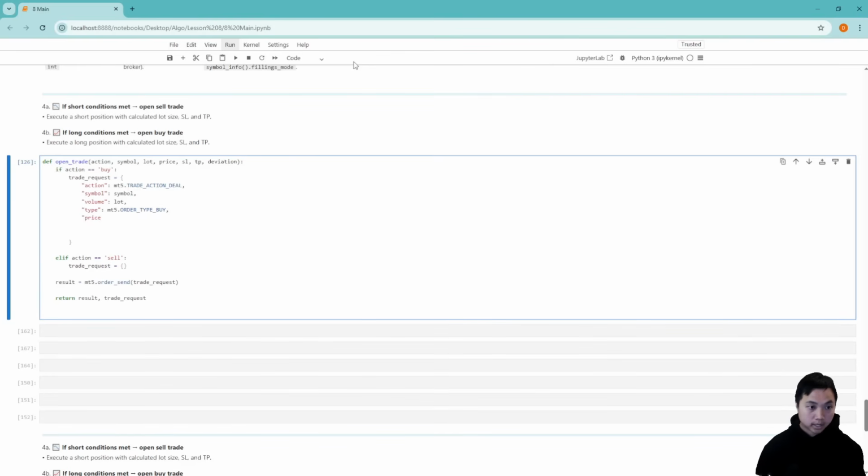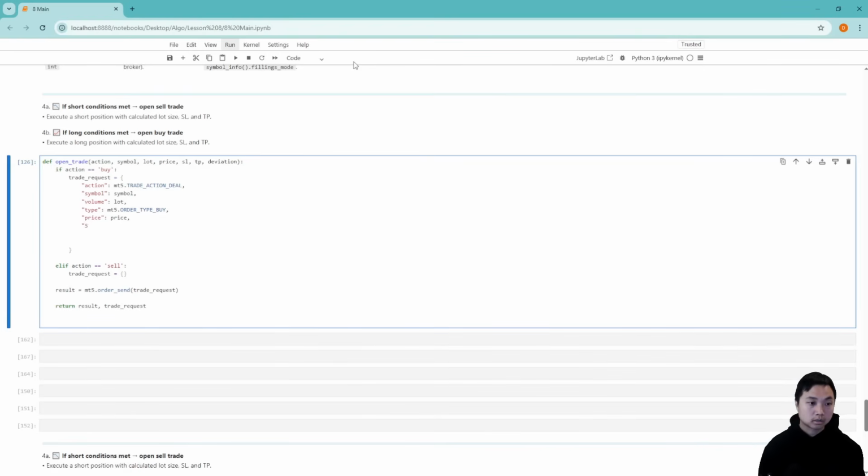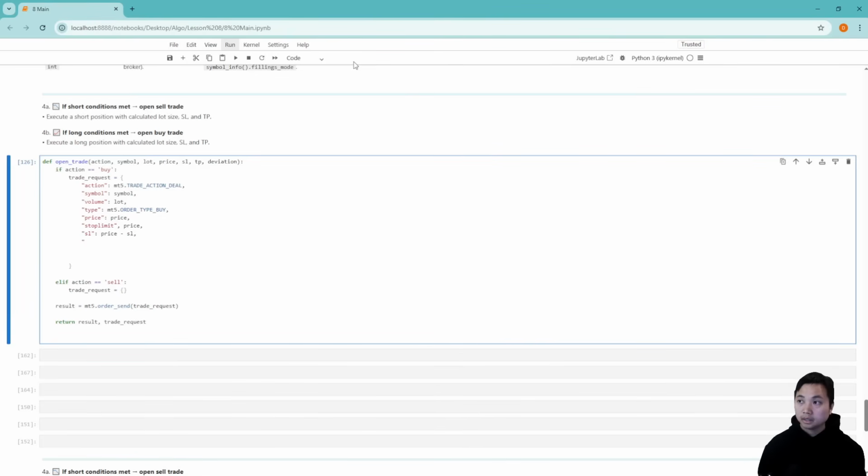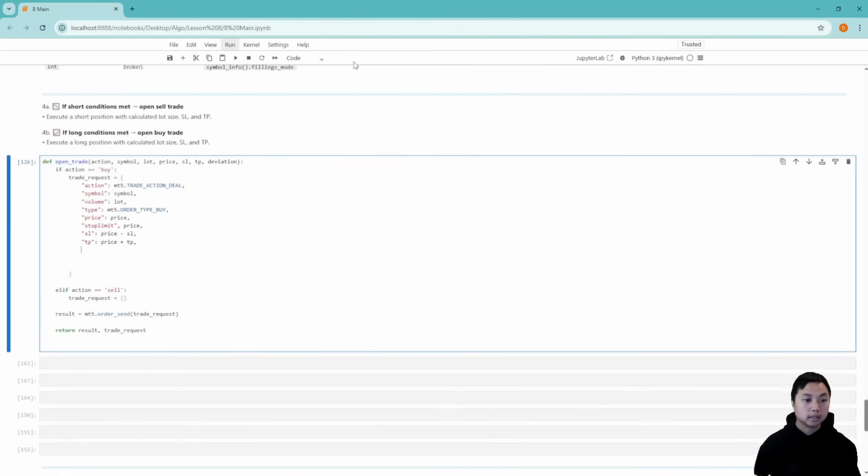Then we have the price, which is the price here, and then the stop limit, simply the price. And then we have the stop loss, that is the price minus the stop loss distance, and then the take profit, that is the price plus the take profit distance, and then the deviation is the deviation.